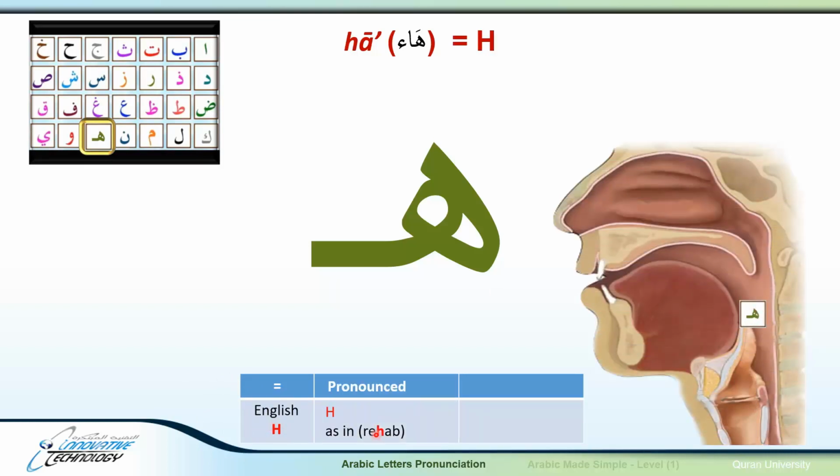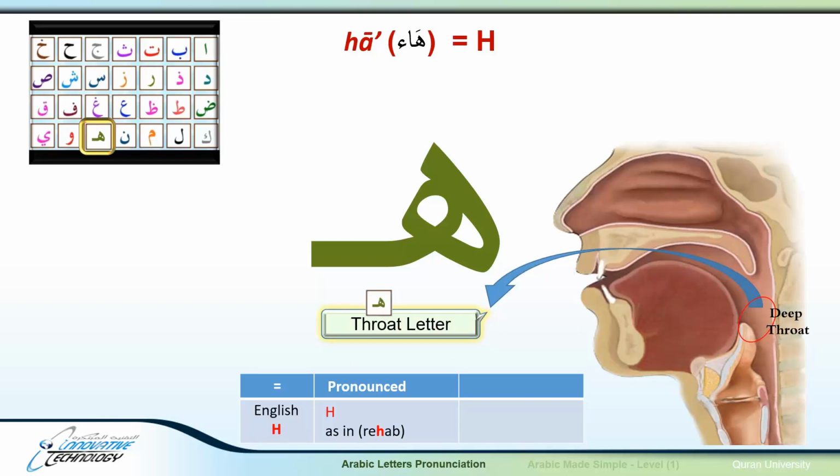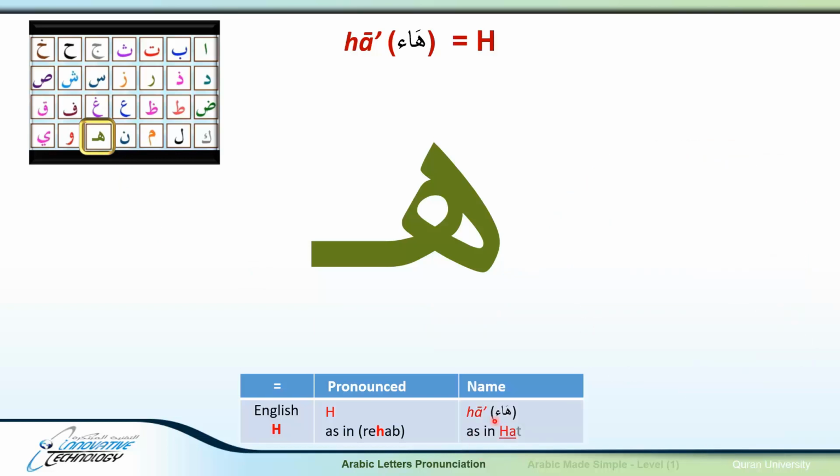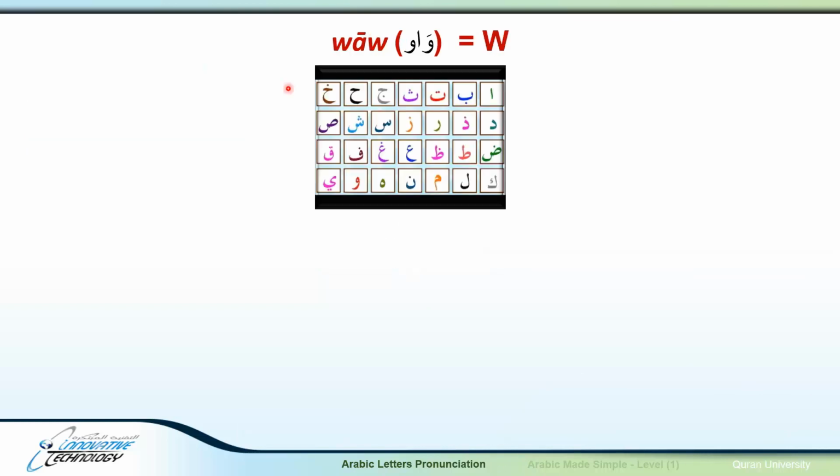As in rehab. Ha articulates at the deep throat, and that's why we classify it as a throat letter. Ha is named ha, as in ha. The next letter is the waw.